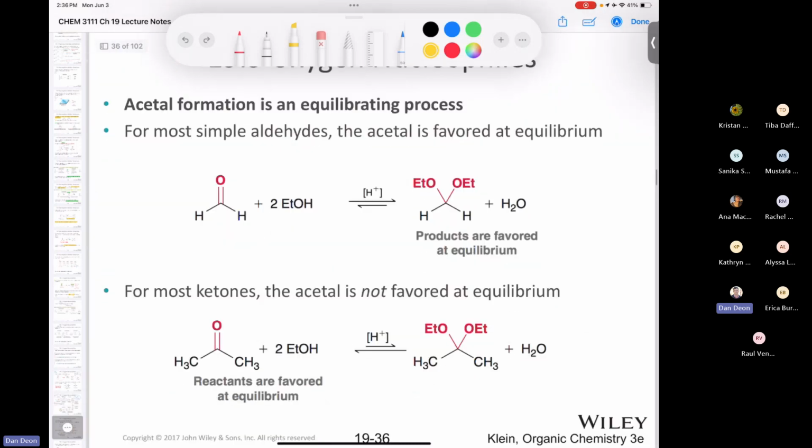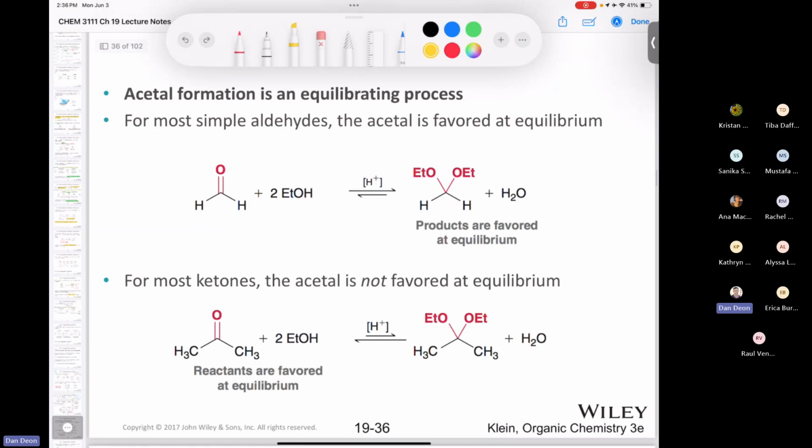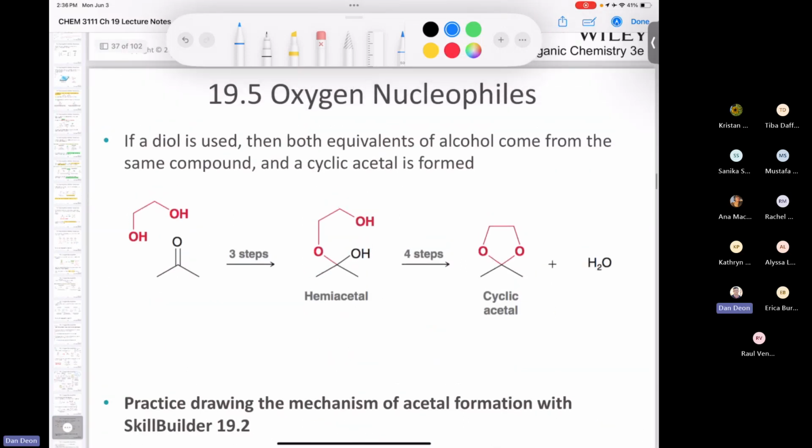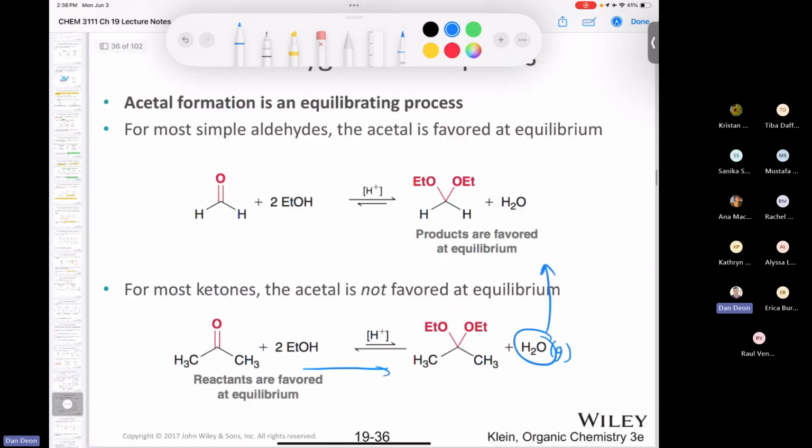Well, how would it get there? Well, the answer is, since the acetal is not favored at equilibrium, it's only favored with really simple aldehydes. What you can do is take advantage of Le Chatelier's principle, and you can distill the water out of the reaction mixture. So if you convert this to a gas and it evaporates, it's going to push the reaction forward. So that's how you do it, you just evaporate the water. You use a special distillation technique. It's called a Dean-Stark trap.